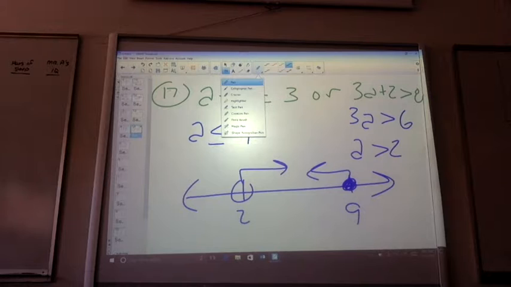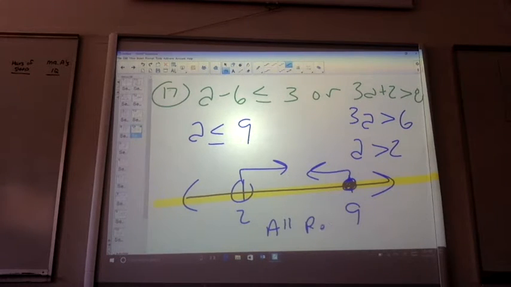Where's it true? The 2. Where's it true? All the way through. If it's all the way through true, what does that mean? All real solutions. I would. All real solutions.